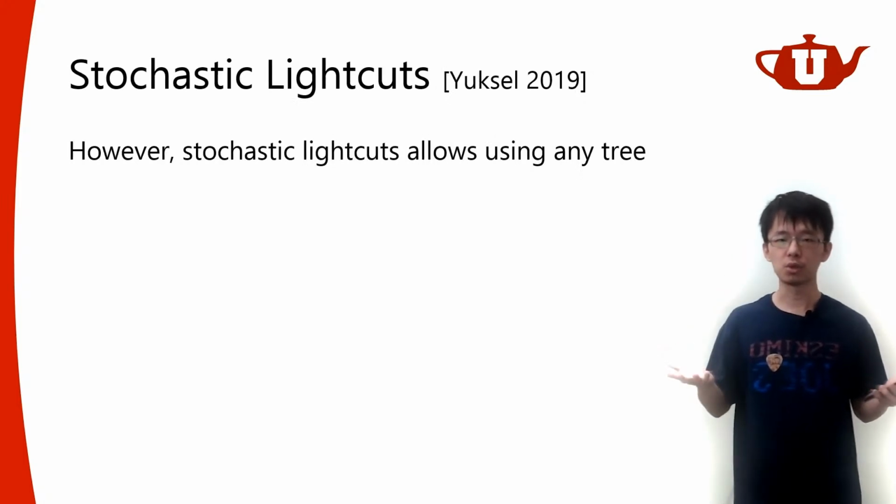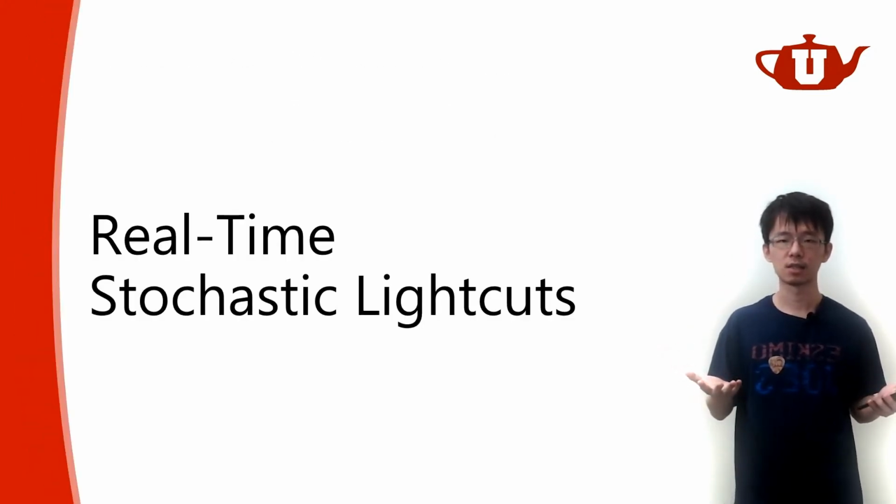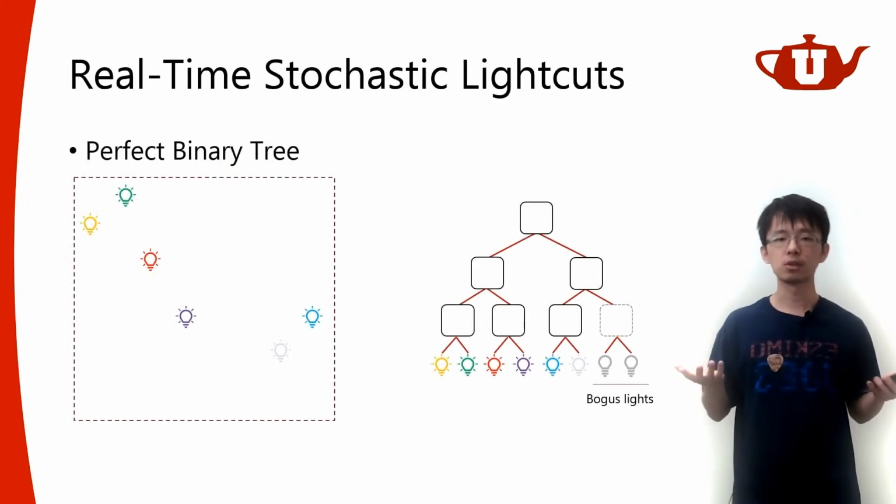So here we introduce real-time stochastic Lightcuts that features perfect binary trees. A perfect binary tree is a balanced, full, and complete binary tree. This condition is satisfied by filling zero-intensity bogus lights to make the number of scene lights a power of 2. It is constructed like this.